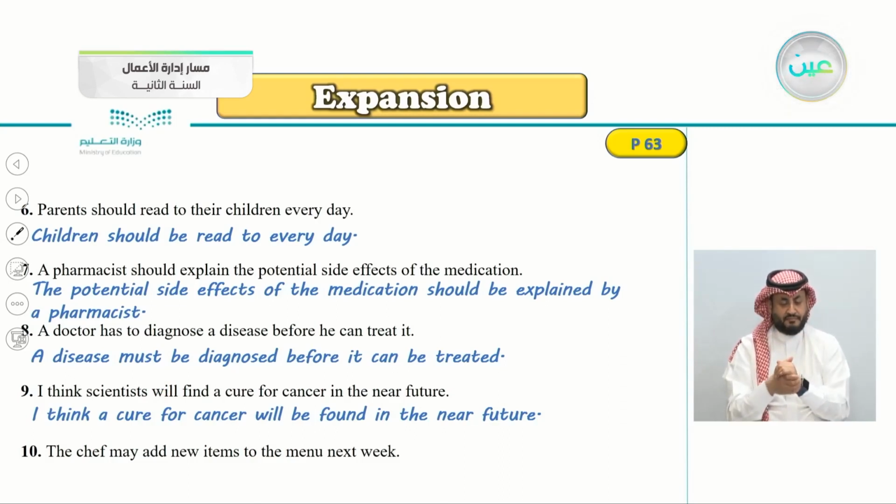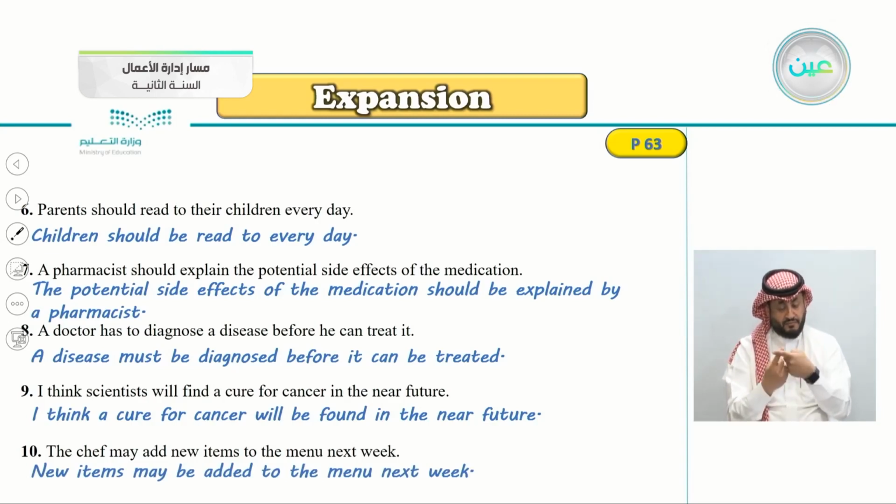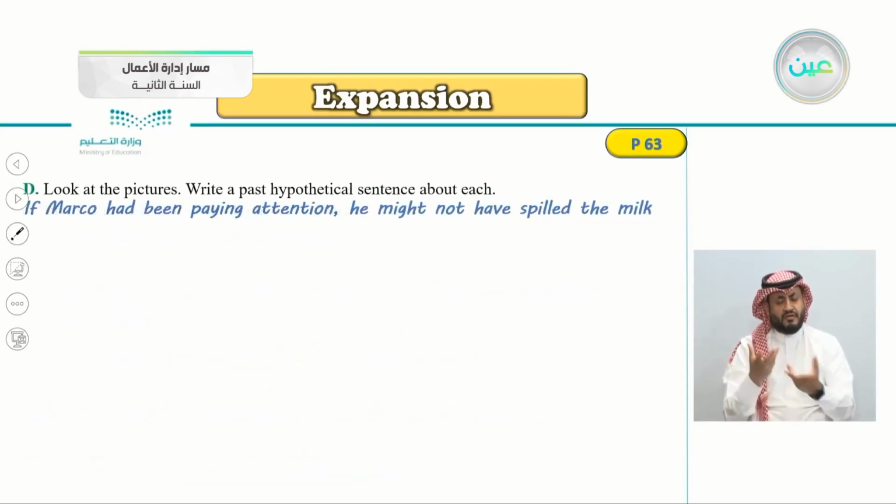Number 10, the chef may add new items to the menu next week. So begin with the object, very good. New items may be added to the menu next week. By who? If you want to add the subject, by the chef.